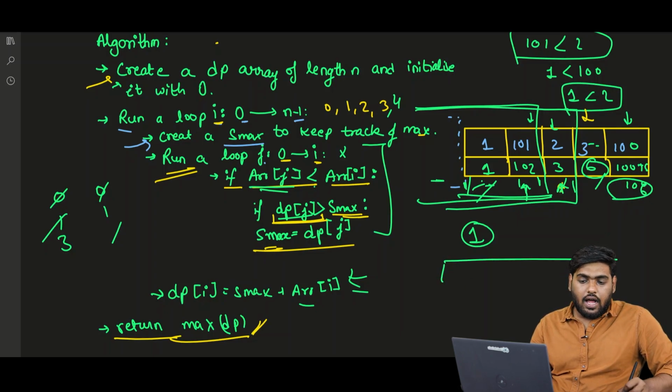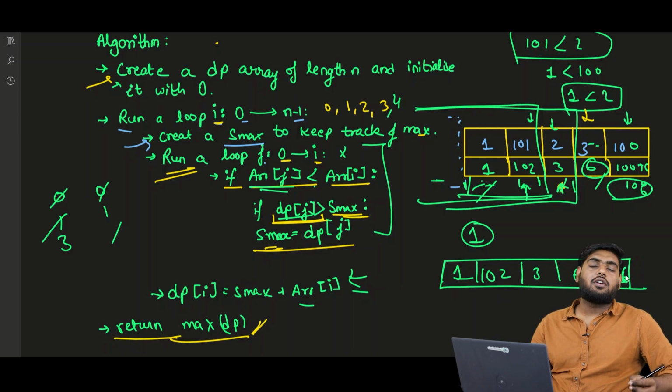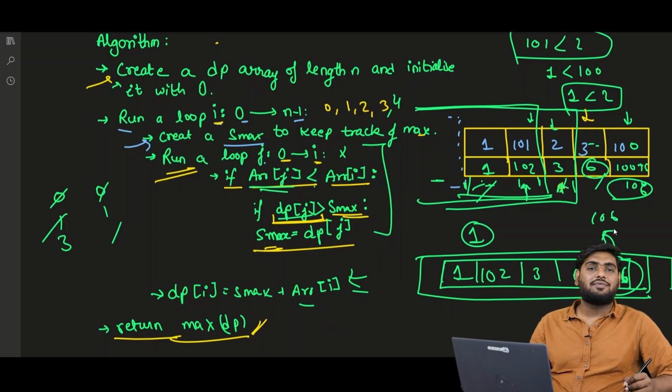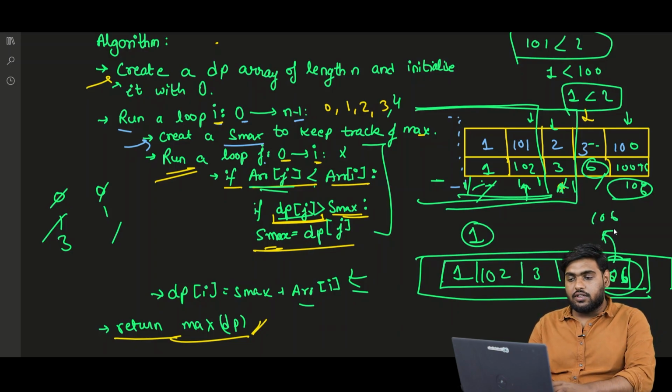After that, how does our dp array look? The dp array looks like 1, 102, 3 and 6, and then we have 106. What do we have to return as the answer? We have to return the maximum value that we have in our dp array. Here we have 106. 106 is going to be our final answer, right? Let's see the code for the same.